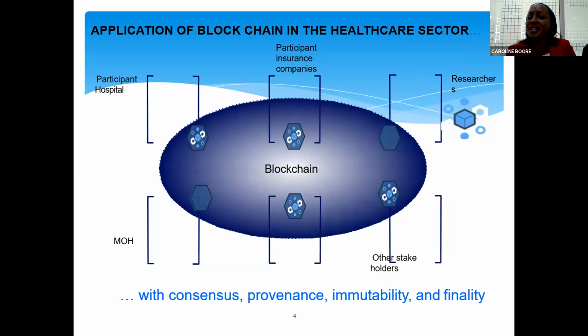So how can we bring in the aspects of blockchain to ensure that information is shared on a timely basis to support real-time decision-making? So we will have the blockchain in healthcare, and then we'll have different participants. We'll have the hospitals at different levels. We'll have the county hospitals, the public hospitals. We'll also have the private hospitals as participants that constitute the healthcare sector in the country.